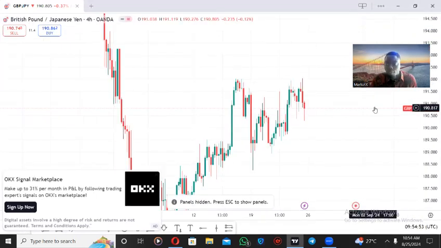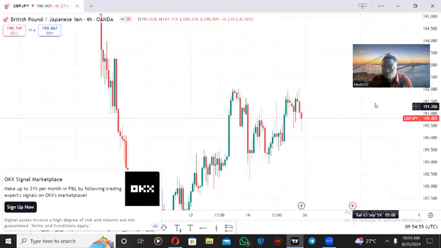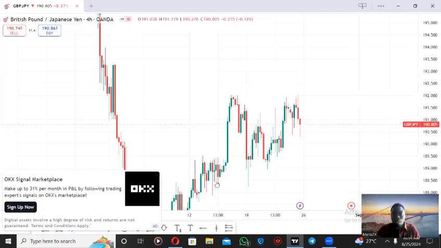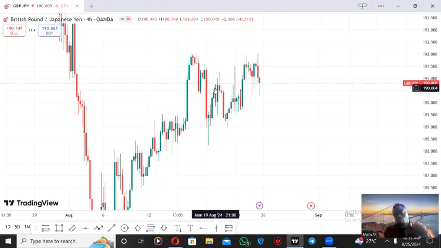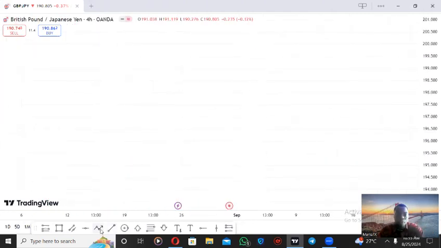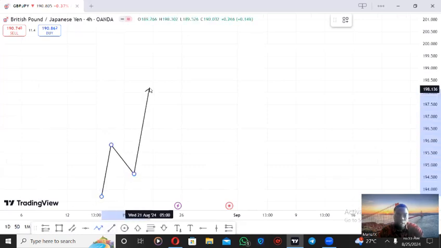Now, prior to this time, we have talked about market structure, right? And we said that we have three types of market structure, actually. Okay. We have an uptrend where you have price making higher highs and what? Higher lows, like this, isn't it?